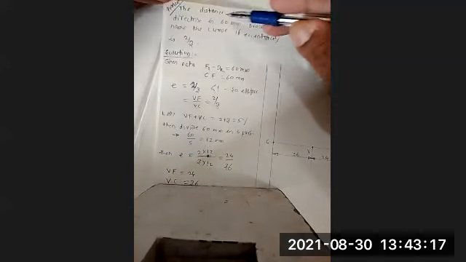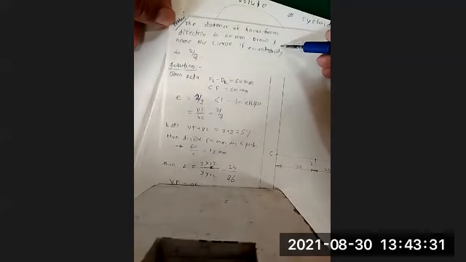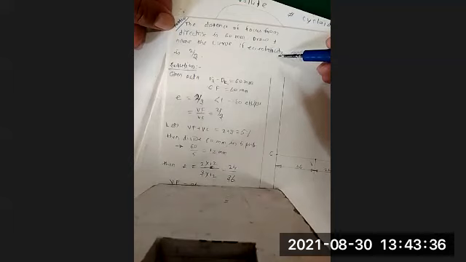So this is the new problem. The problem statement says that the distance of focus from the directrix is 60 millimeter. Draw and name the curve if eccentricity is 2 by 3. Means it's a ratio of 2 by 3.